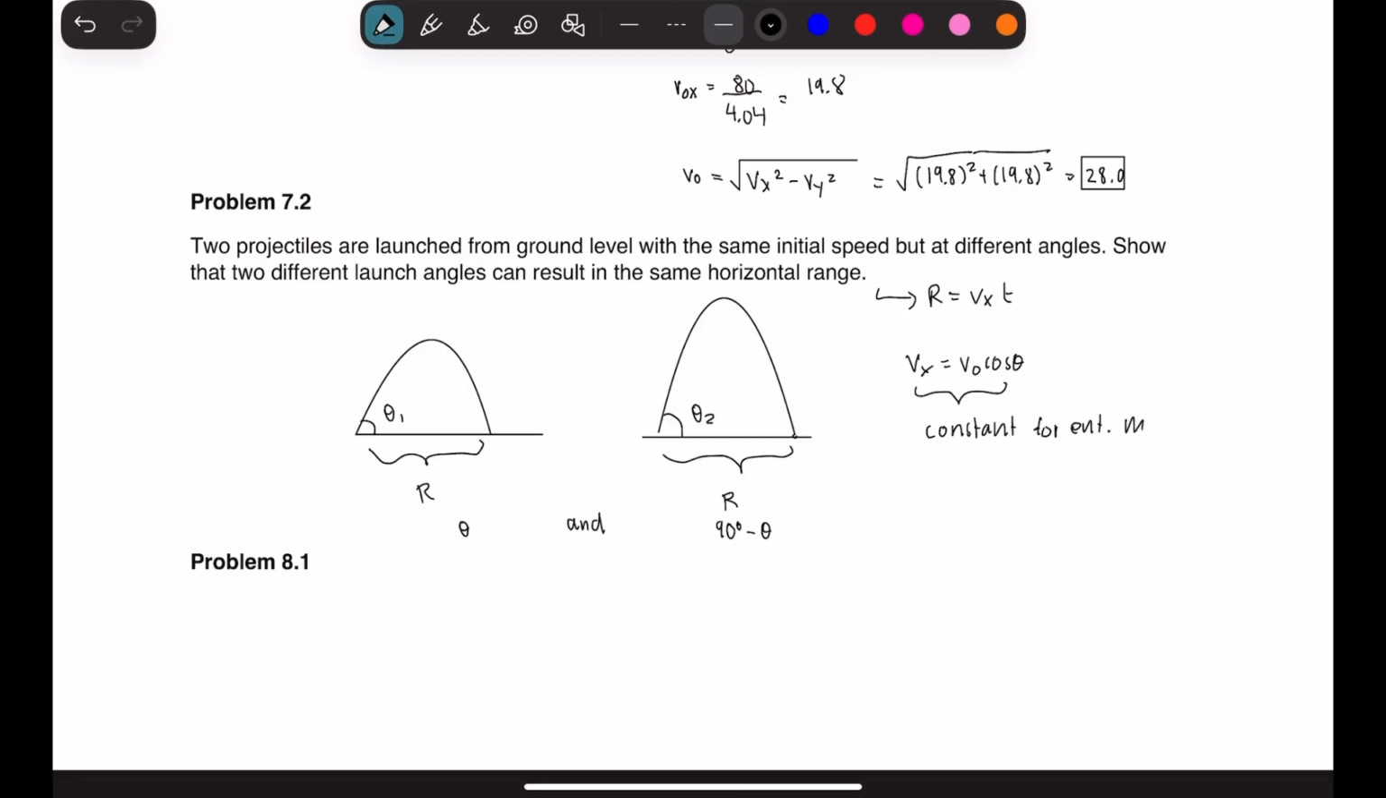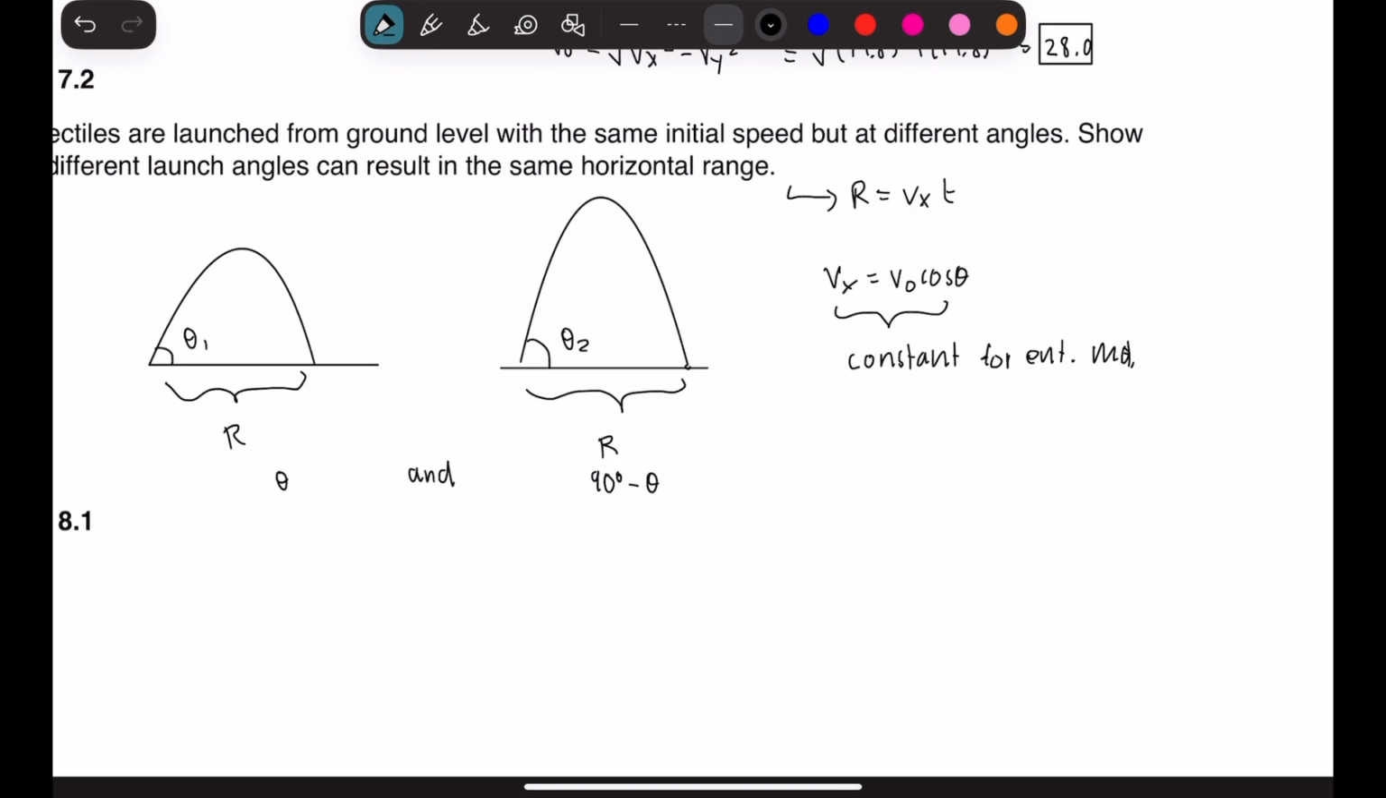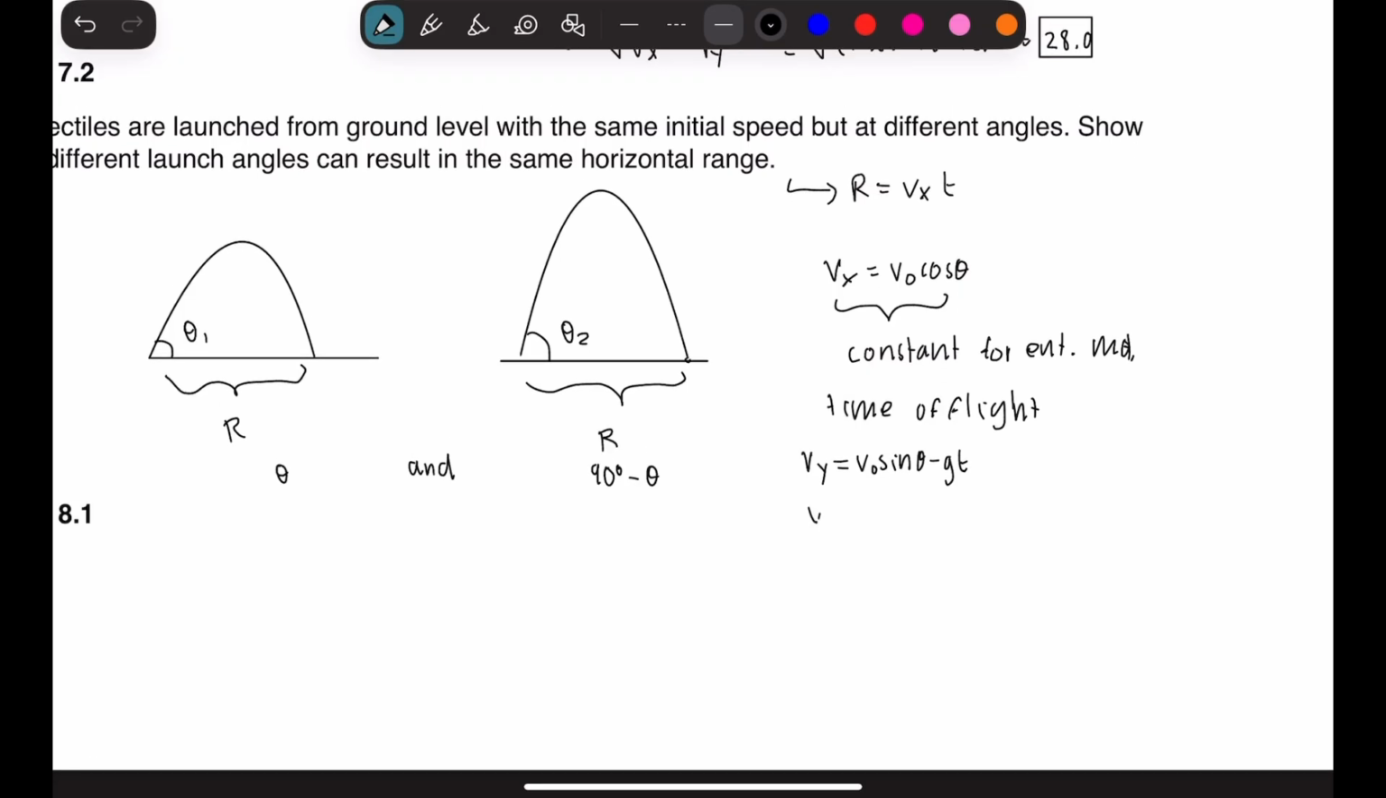Right? So because of this, from here we can determine the time of flight. In order to find the time of flight, we have to look at the vertical motion, which is how long the projectile is in the air. That's the vertical velocity Vy, which is equal to V initial times sine theta minus gravity times time. And at landing, Vy is going to be equal to negative V initial sine theta.